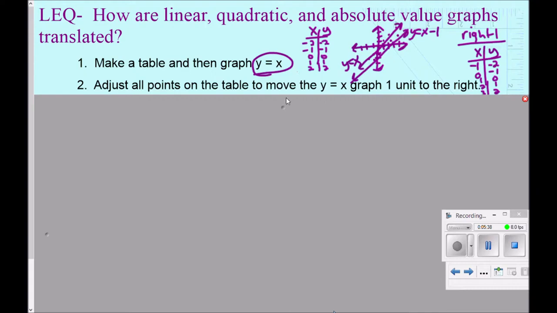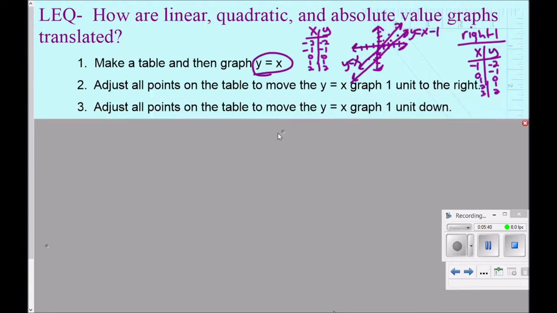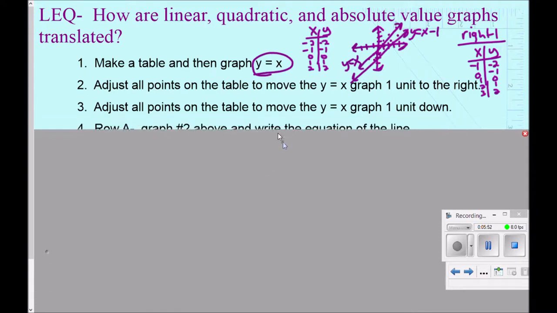Okay. The next thing that we did was, again, referring back to y equals x, the original graph, we adjust the points on the table to move the graph 1 unit down.